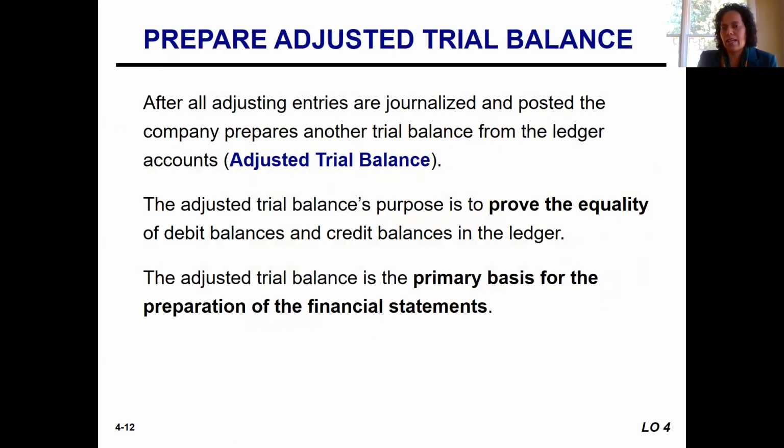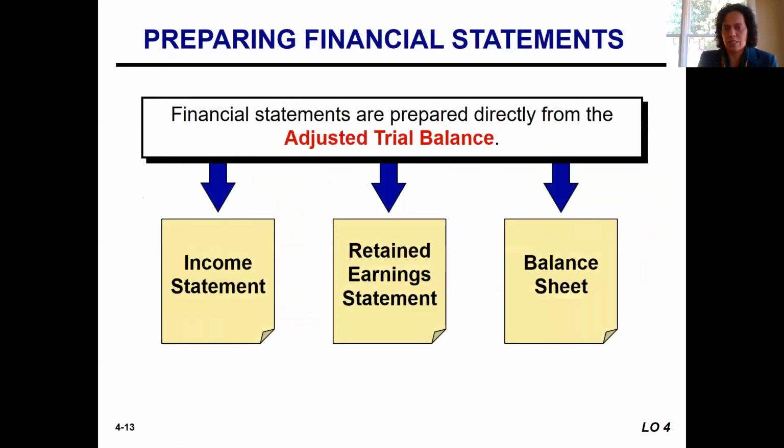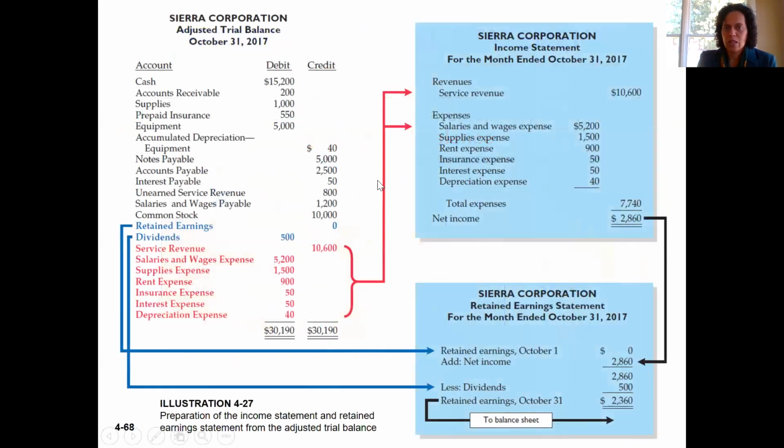So let's look quickly at the adjusted trial balance and how the numbers flow through into the financial statements. So if you see over here the adjusted trial balance, the accounts are listed very neatly, and by neatly I mean in order. We have all our assets listed, then liabilities, then equity, and then you have retained earnings, dividends, revenues, and expenses.